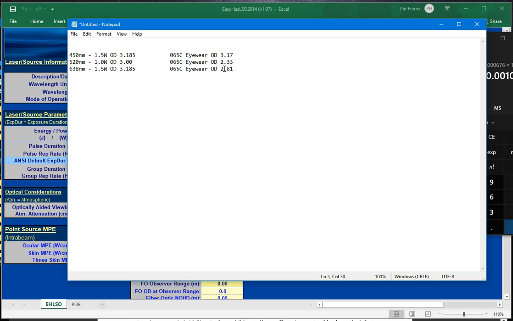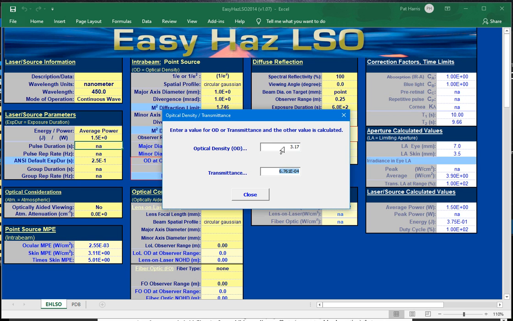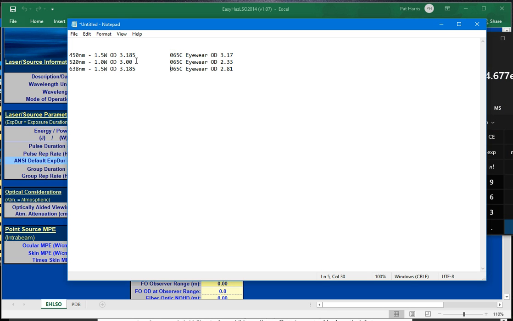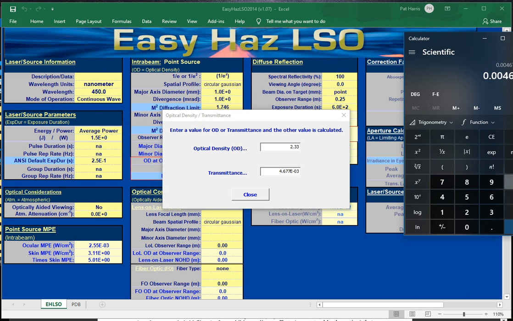The next one is 520 at 1 watt, and it's 2.33. So let's get that. 2.33. Okay, that's 4.677 e to the minus 3. So that is 4.677 e to the minus 3 times, at 520, that's 1 watt. Let me do that again just to make sure. 4.677 e to the minus 3 times 1 watt equals, okay, so that's 4.6 milliwatts. So I had it right the first time.